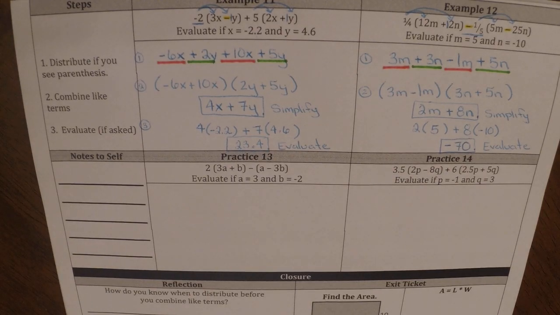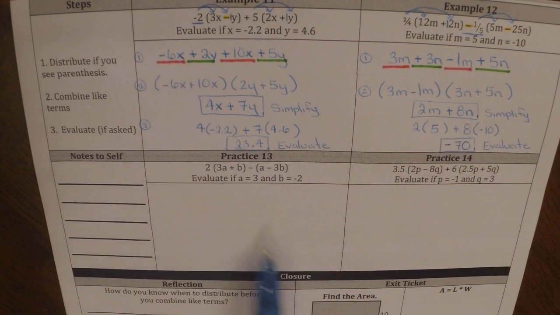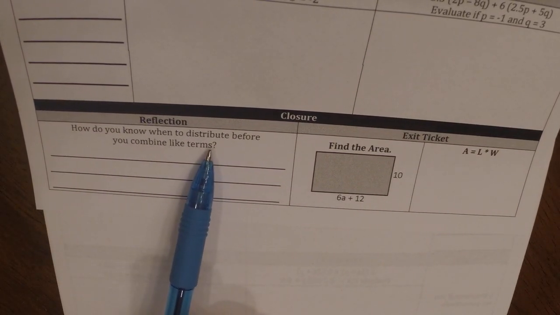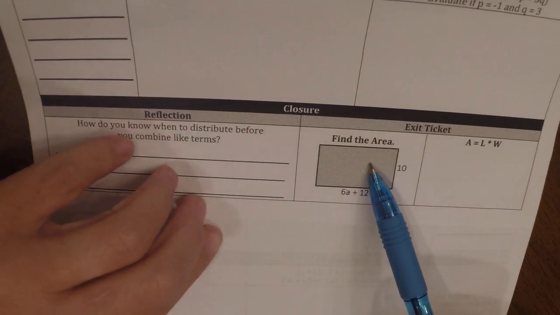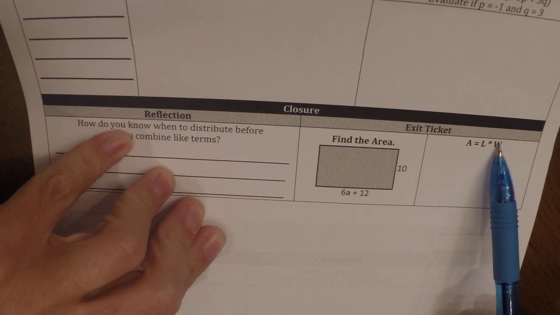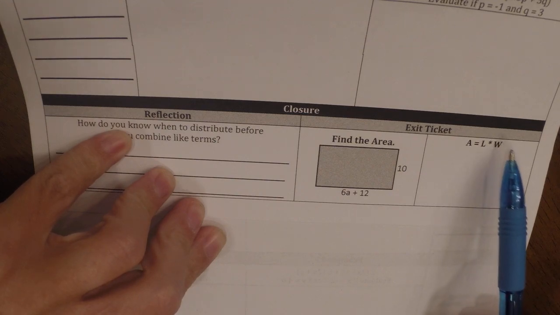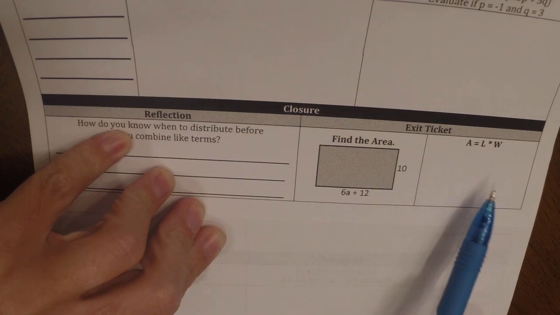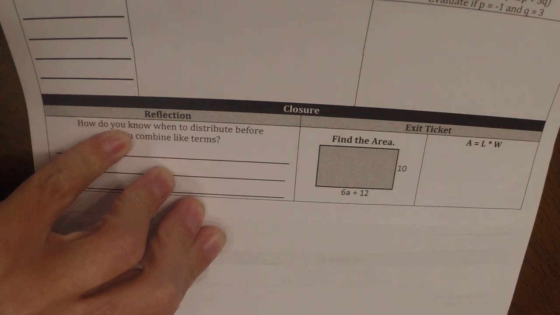Good. So I've left 13 and 14 for you to do, and then at the bottom is kind of just a review. How do you know when to distribute before you combine like terms? And then this talks about finding the area, and I've given you a hint that area is length times width. So obviously I think it looks like we're going to multiply this, the length, times this, the width. And again, it's going to be a simplify problem, not an evaluate problem. So I should get an answer with a variable in it. Remember, if you have any questions, just ask.